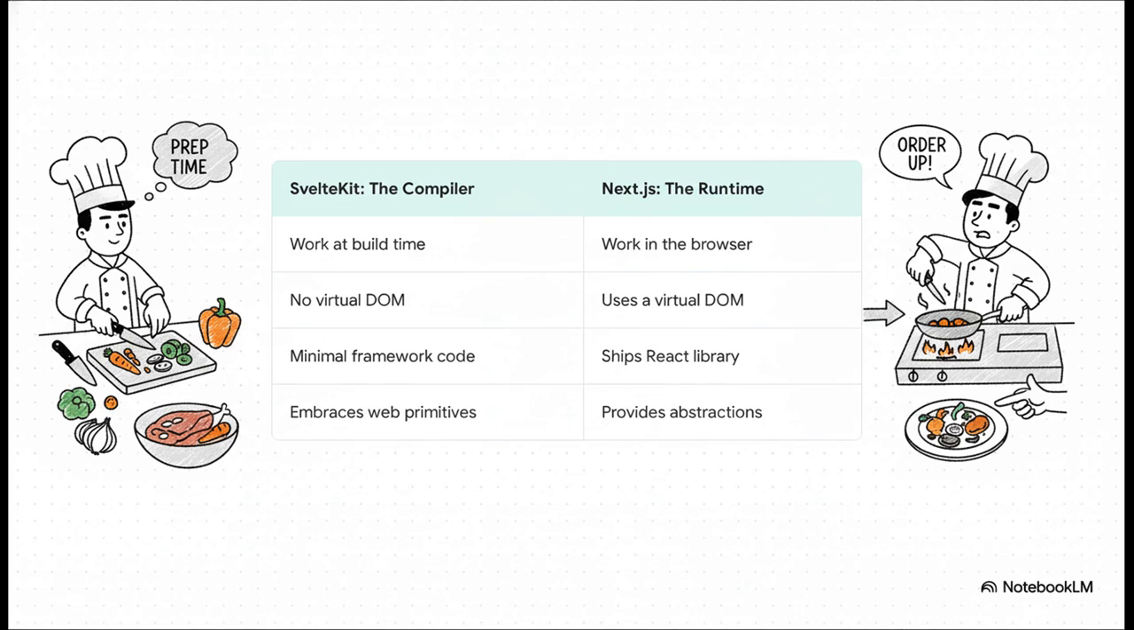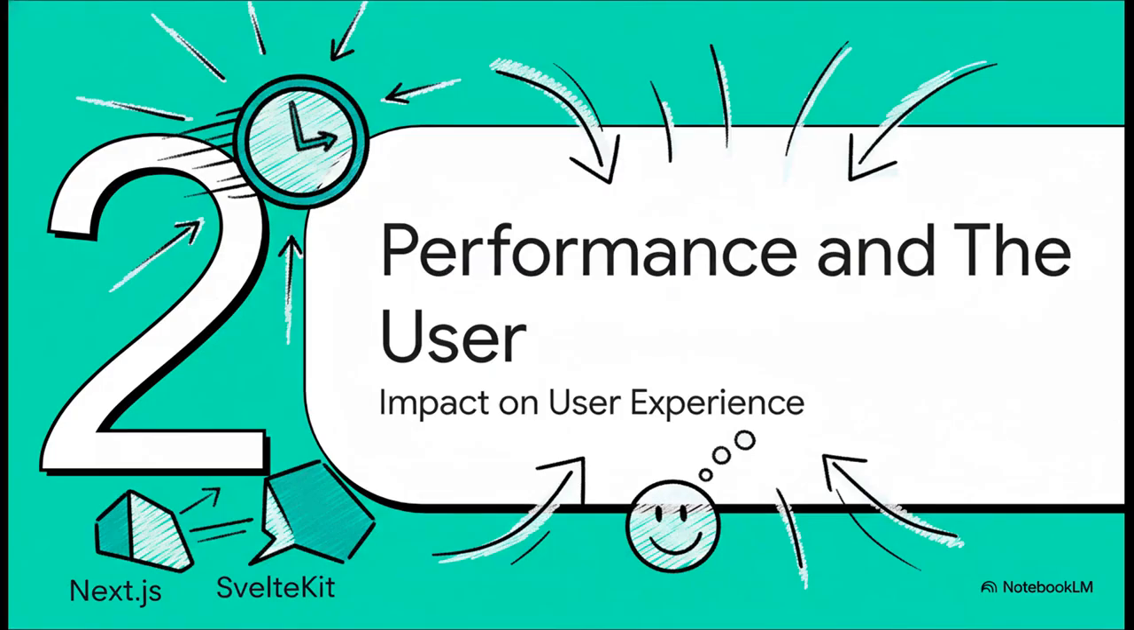So let's bring back our chef analogy. SvelteKit is the chef who does all the prep work, all the chopping, the mixing, the marinating, before the restaurant even opens. When an order comes in, it's just a quick, clean assembly. Next.js is the chef who starts cooking from scratch the moment the order hits the kitchen. One does the work up front, the other does it just in time. So, we've got the prep-ahead chef versus the just-in-time cook. How does that choice actually affect the final meal? Well, that brings us right to section 2, performance and the user.